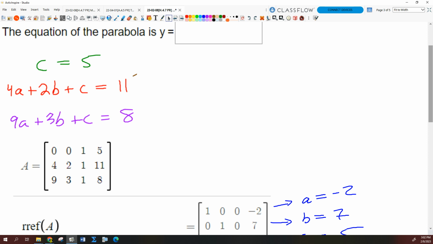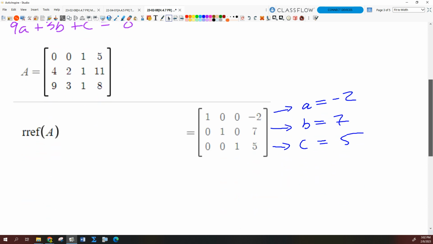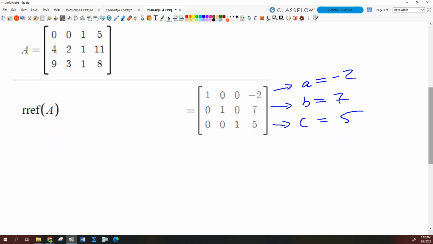So the first one, isn't that the same thing as 0a plus 0b plus 1c equals 5? Well, there it is, right? The coefficients should be 0, 0, 1, 5. Red equation, coefficients would be 4, 2, 1, 11. Purple equation, 9, 3, 1, 8. And then once I get it written as a 3 by 4 matrix like that, I just do RREF, put it in reduced row echelon form. And isn't this telling me 1a equals -2, 1b equals 7, 1c equals 5? Quick and easy, right?